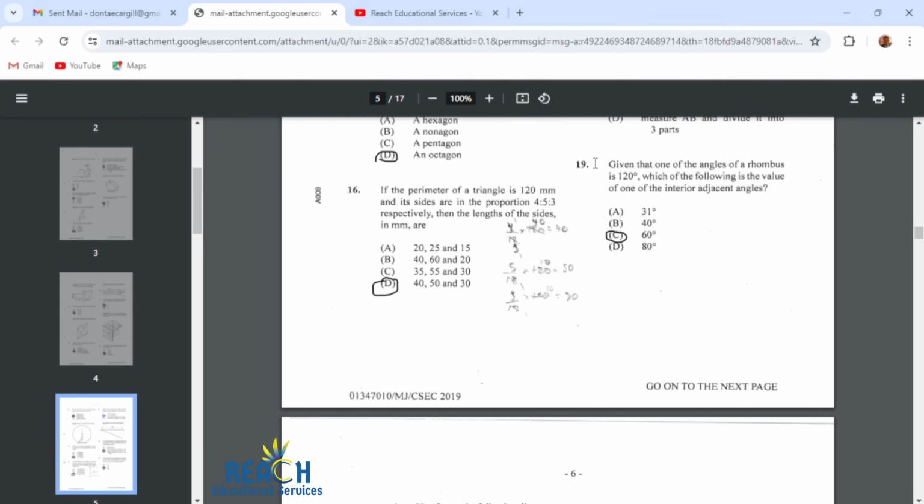Item 19. Given that one of the angles of a rhombus is 120 degrees, which of the following is the value of one of the interior adjacent angles? And that would be 60 degrees.